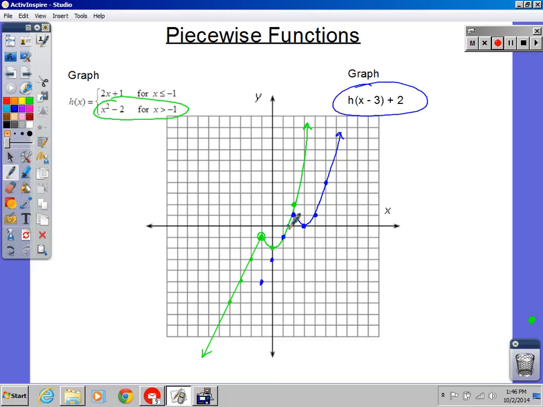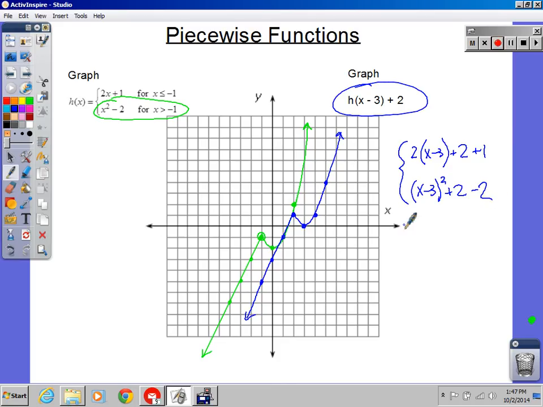And then I want to write the equation of my new piecewise function. Now you can do that a couple ways. You can just write the equations of those two pictures, or we could just use our originals and plug the shift in. So 2(x minus 3) plus 2 plus 1, and (x minus 3) squared plus 2 minus 2. Now if you wanted to simplify those, that's perfectly okay with me.